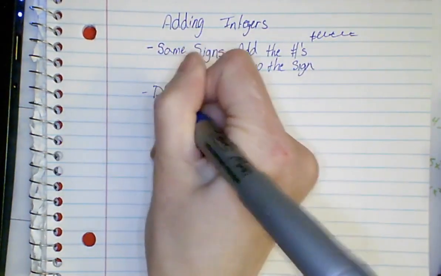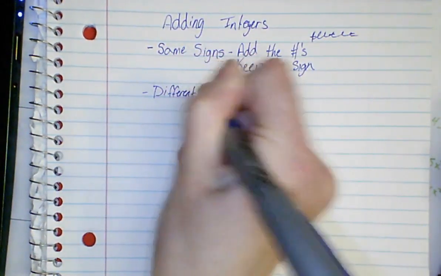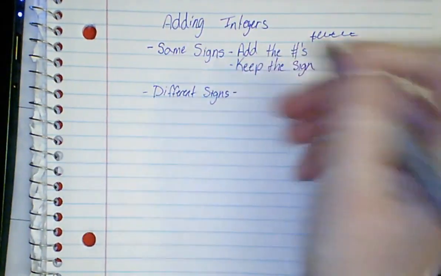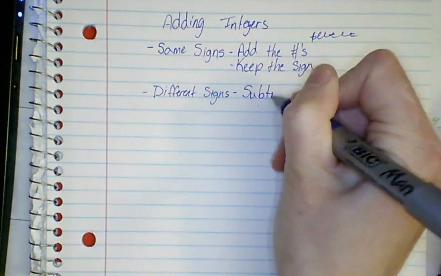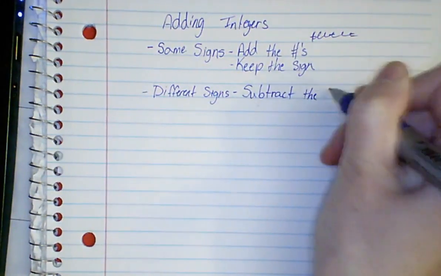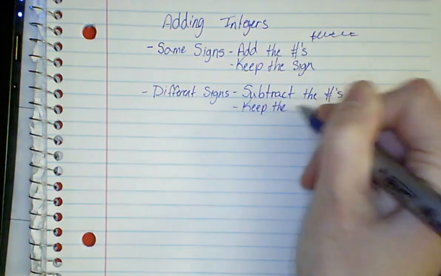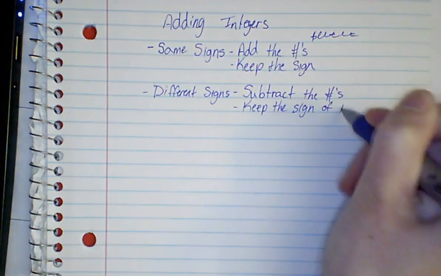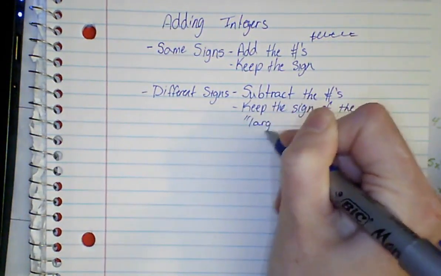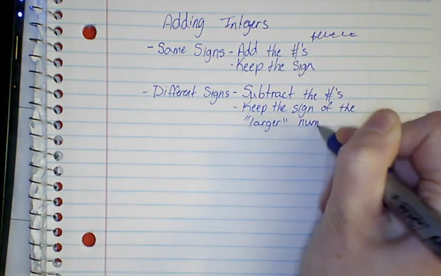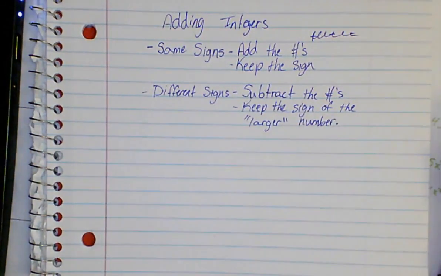And then if they have different signs, we are going to subtract the numbers, and we will keep the sign of the larger number. And when we say the larger number, we are looking at these numbers positively, and whichever is the largest, we keep the sign of that number.